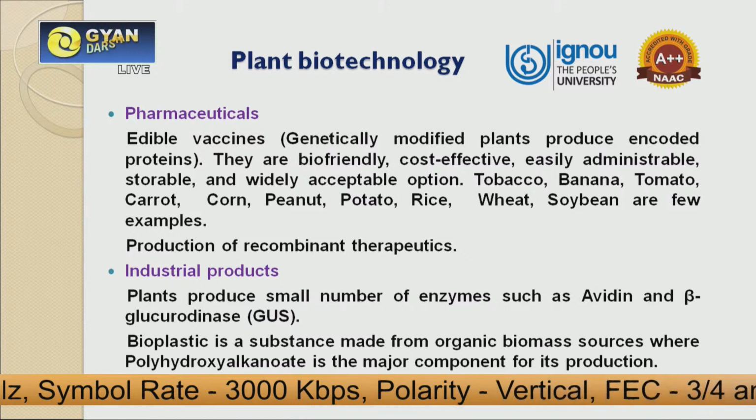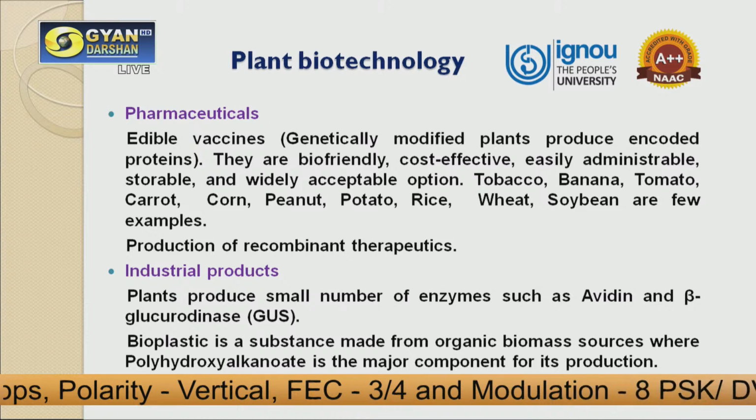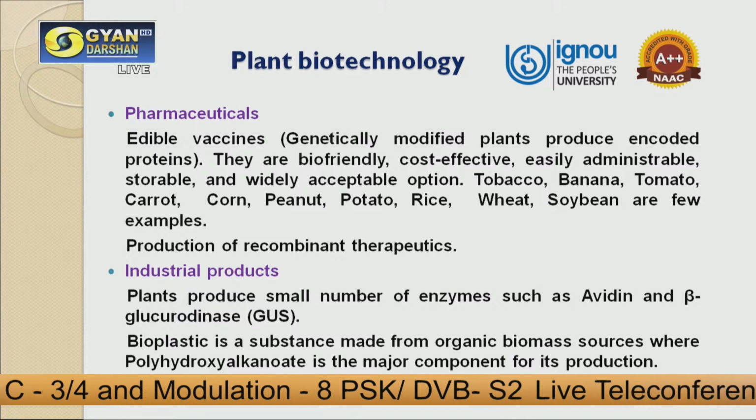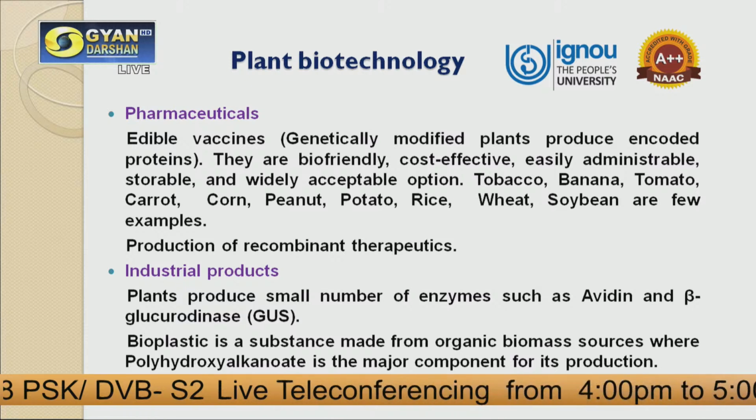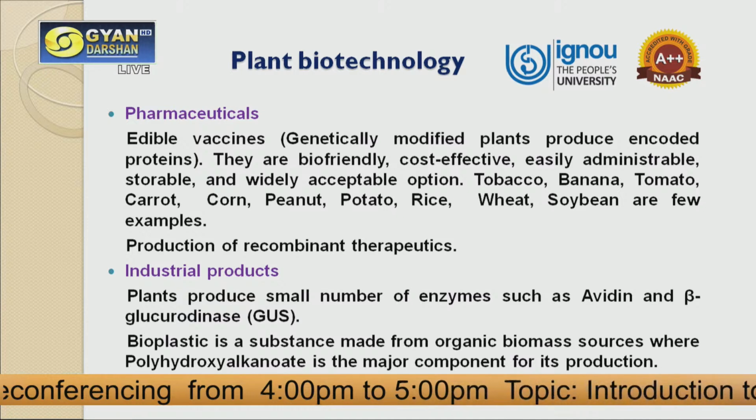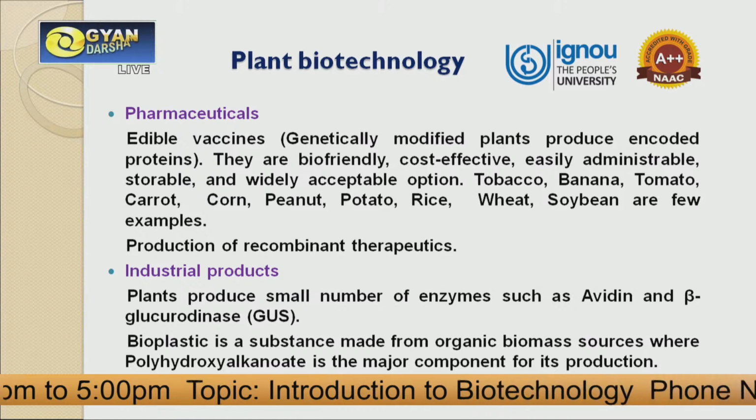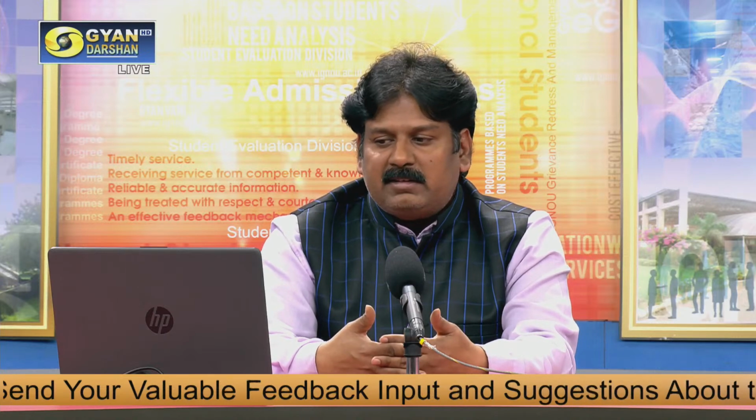Now, there can be another application of plant biotechnology, that is in pharmaceuticals. You will be surprised to know that plants can also be utilized to produce edible vaccines. As we know that vaccines were earlier produced through microbes only, but this plant biotechnology basically provides you the tools where you can clone the genes for certain antigens against which the immune response can be generated into the plants. So edible vaccine concept came into existence. So genetically modified plants can produce encoded proteins. They are bio-friendly, they are also cost-effective and easily administrable.